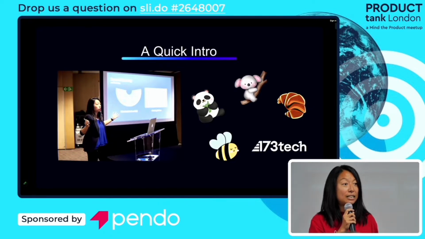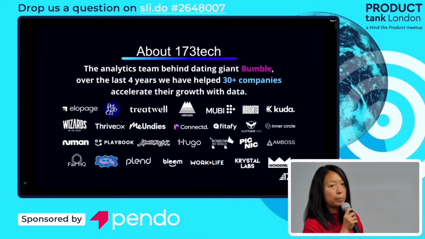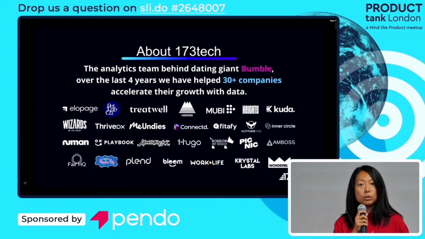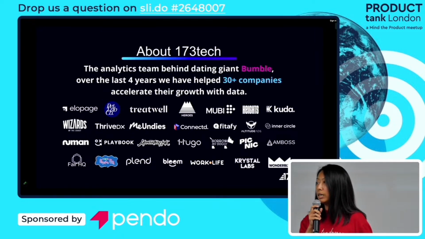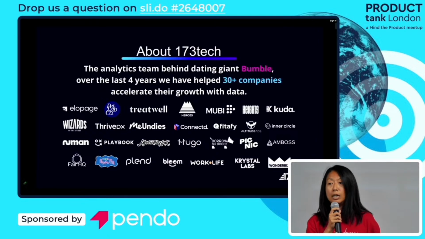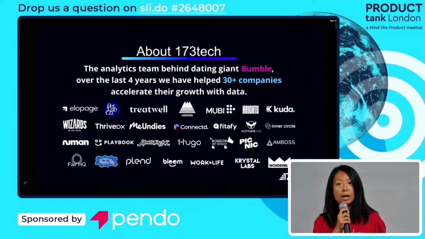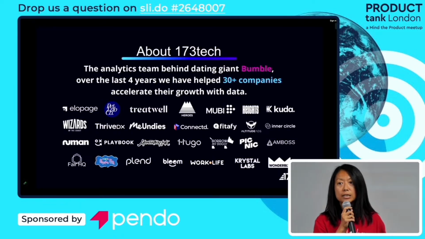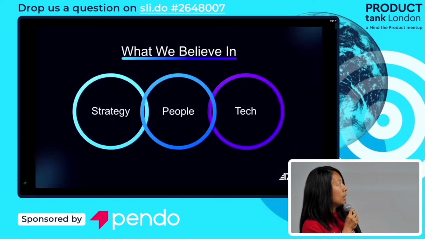And following the exit, my original data team, we got back together. We started a data analytics agency called 173 Tech. So a little bit about ourselves. So the things we do, for example, if you have a great product analytics tool like Pando, you want to integrate a lot of other data sources. That could be your marketing channels, your CRM tools. So having that end-to-end analytics pipeline, that's what we do. We've been going for about 4 years after Bumble's exit. We've been helping over 30 companies since then.